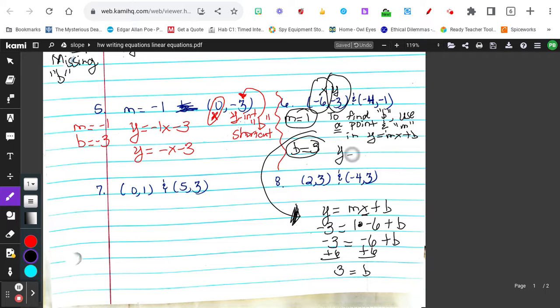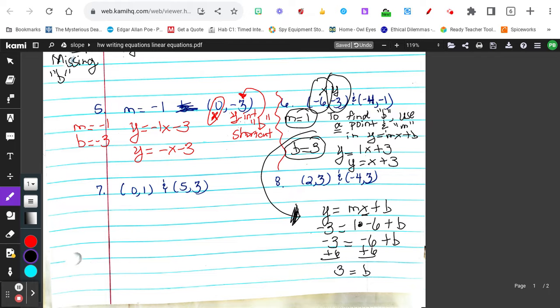So my equation is simply, and let me write this a little better. My equation is simply y equals 1x plus 3, or you could write y equals x plus 3. And that's all you do, guys. Pretty simple.